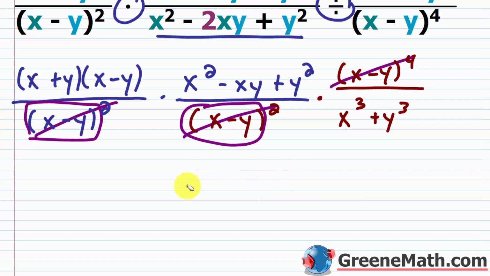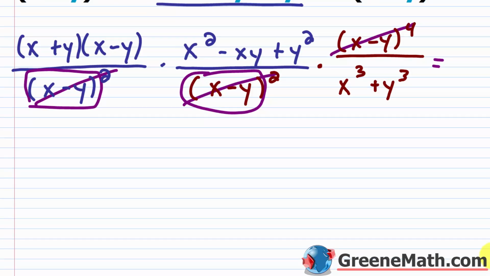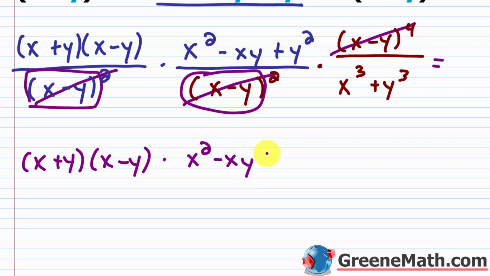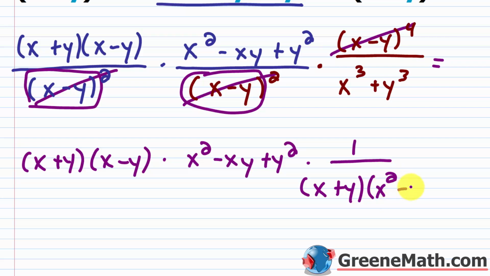So that is gone. Now, the next part here, to go any further, let me scroll down a little bit and get some room. I'm going to write x plus y times x minus y, and then times this x squared minus xy plus y squared, and then times this 1 over. Let's go ahead and factor this now. So from my special factoring formulas, this is going to be x plus y, that's the first one, then times exactly this: x squared minus xy, and then plus y squared.